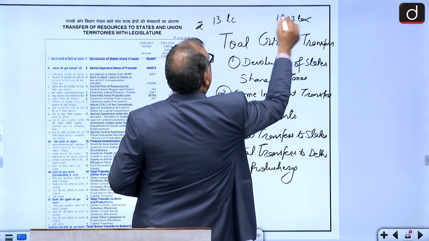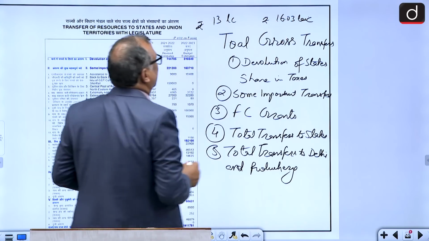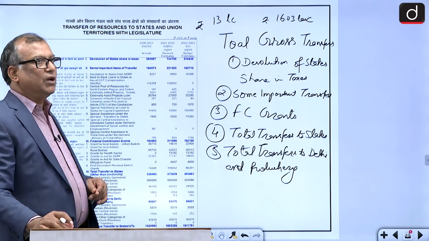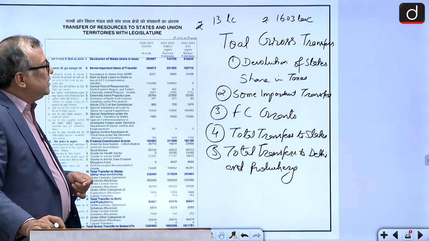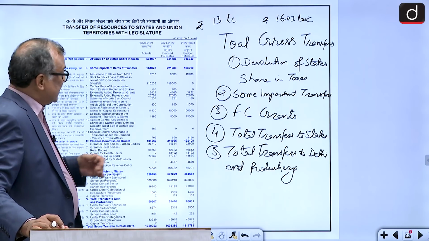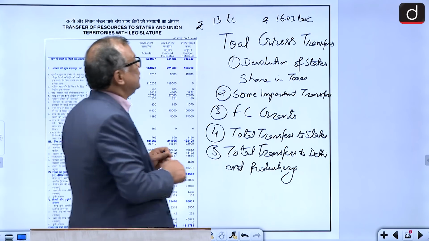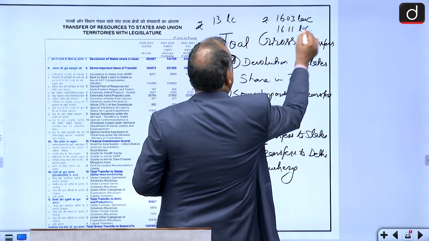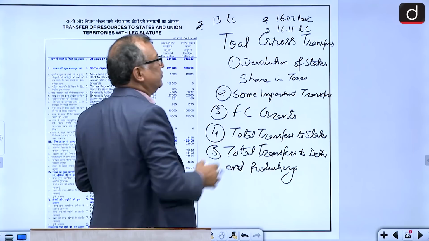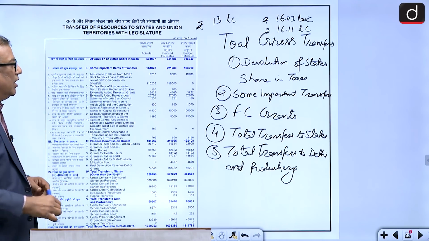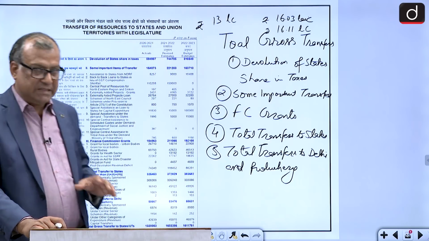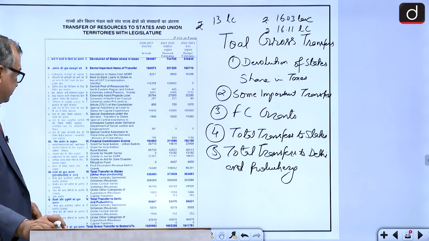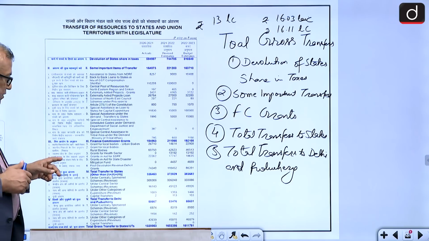So this is a good improvement, that is almost 23-24% increase this year. But next year in 22-23, this is going to increase only to 16.11 lakh crores, which is very negligible increase. So next year the state governments are likely to receive less amount. Okay, that's one thing you have to understand.